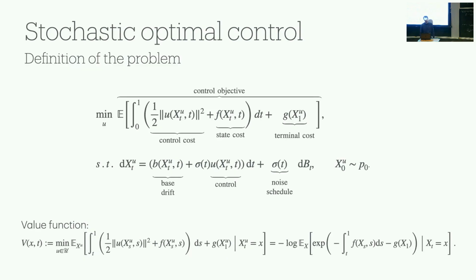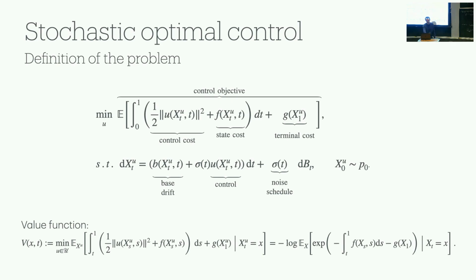Now I want to go into stochastic optimal control. I'll later tie this in with flow matching. This is just a generic introduction to stochastic optimal control. This is a problem where you start from an SDE, which is the control SDE that you can see here below the objective. This SDE has a base drift, a noise schedule, which again is arbitrary, and then it has this other term, which involves the control function. You can see this control term as a perturbation to the original base drift.